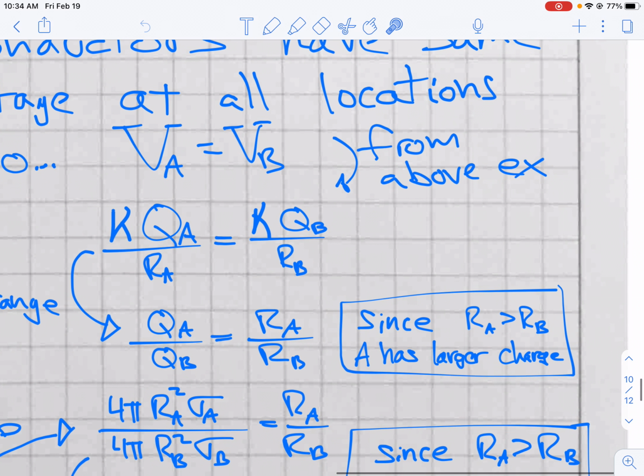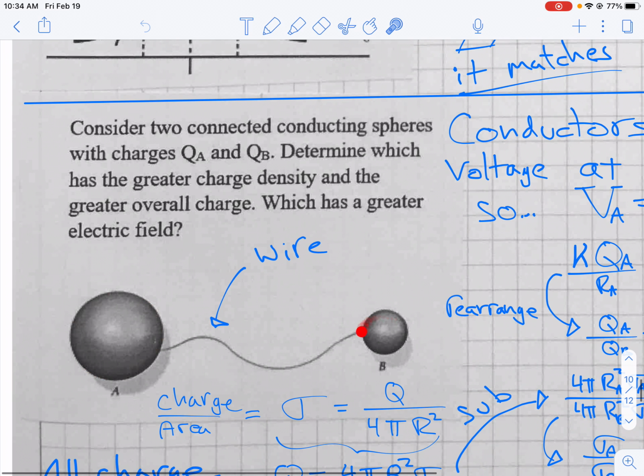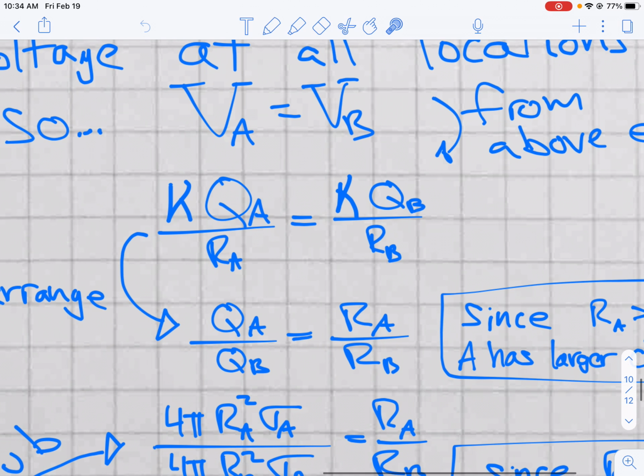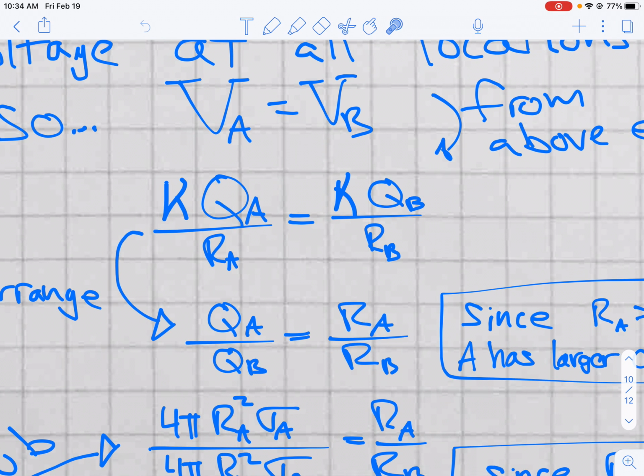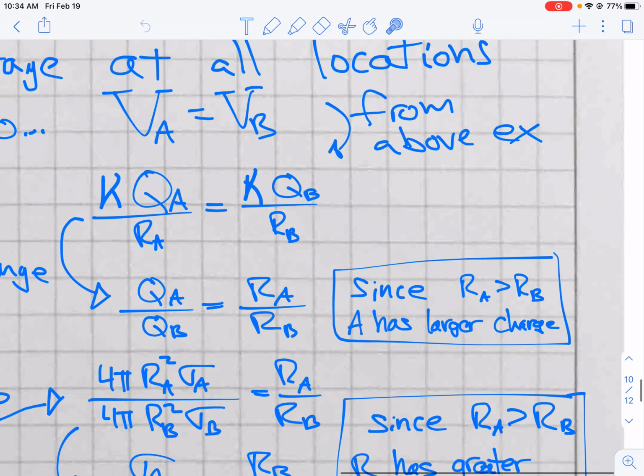So because radius A is bigger, right? Sphere A is bigger than sphere B. What we find is that there's more charge on A than on B, right? If the top is bigger here than the bottom, the top must be bigger here. So the charge A has to be bigger than charge B.